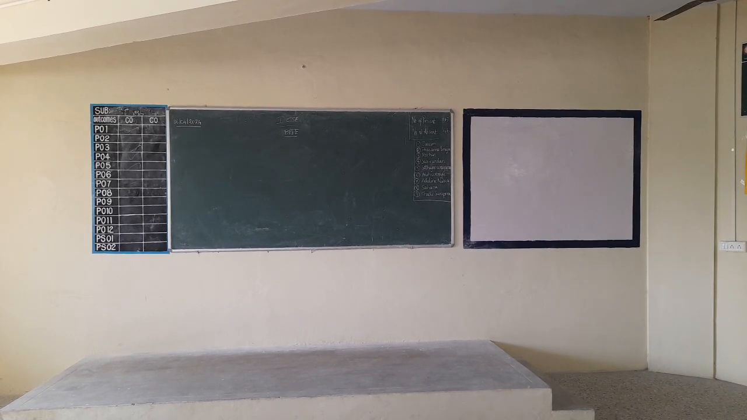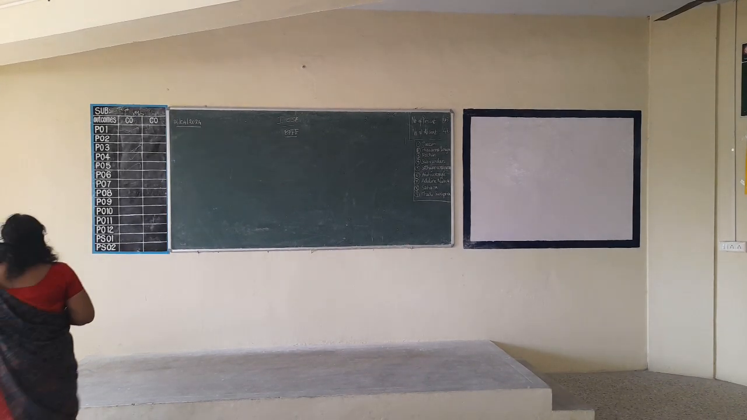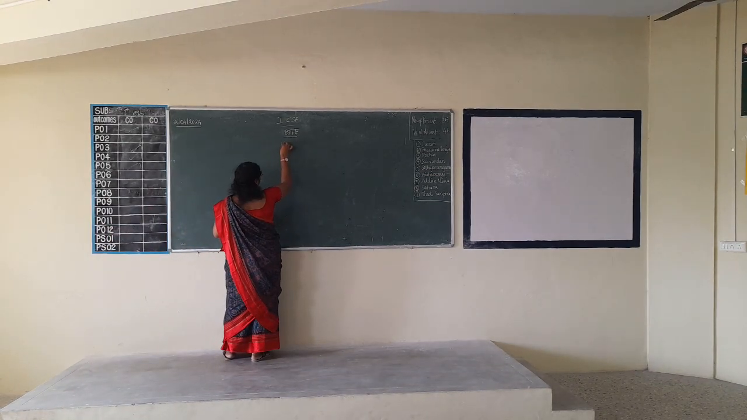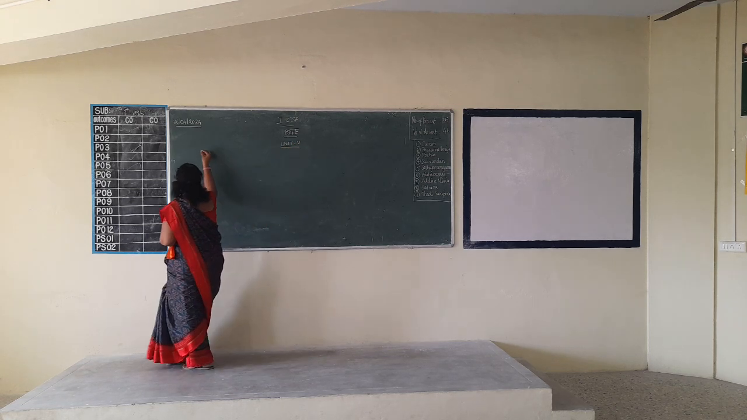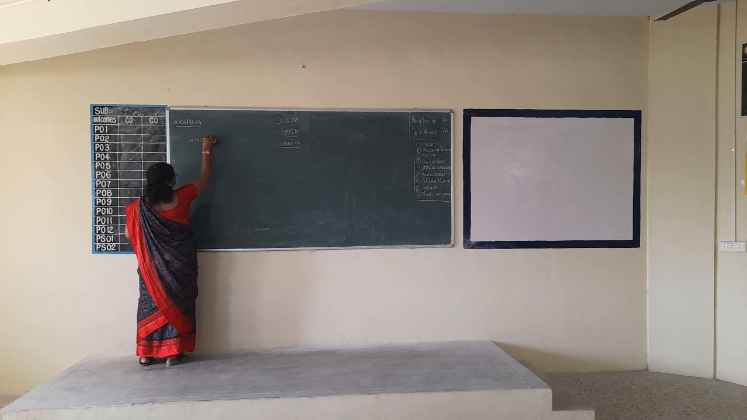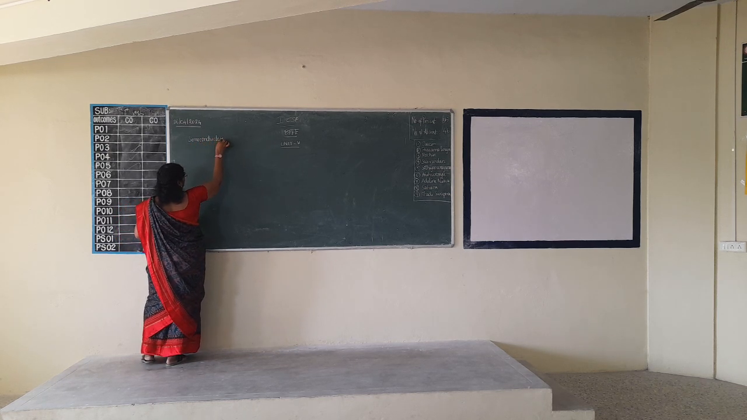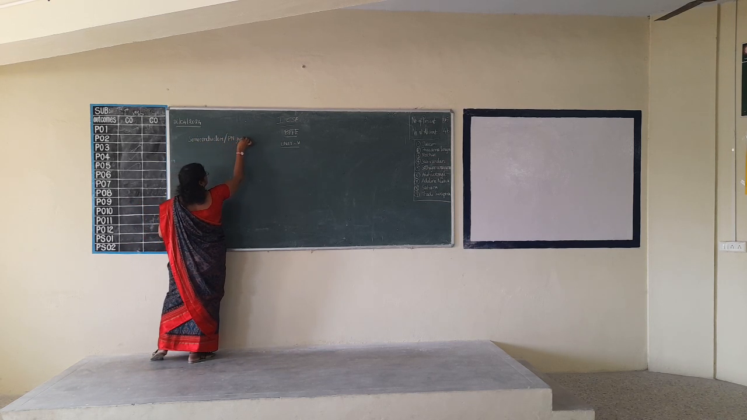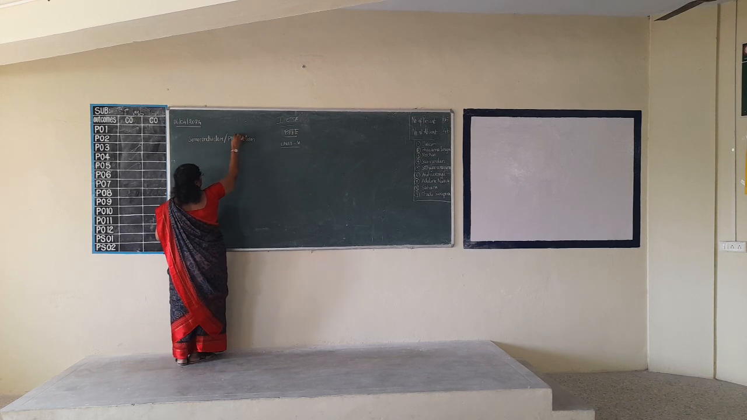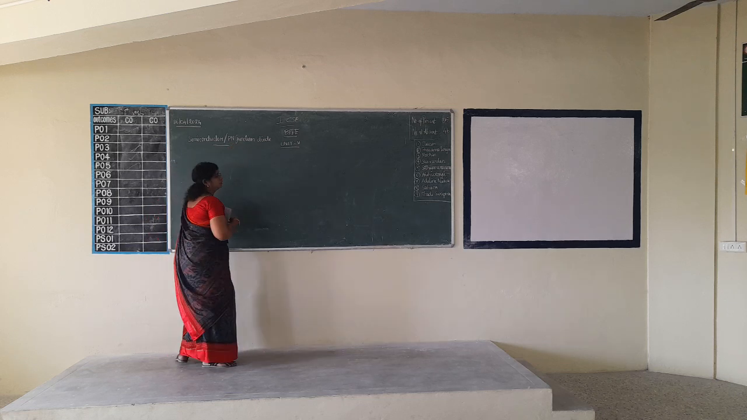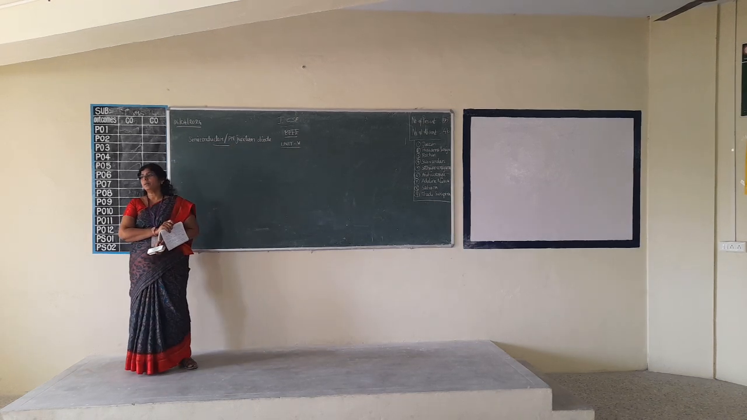So, Unit 5: Basic Electronics. First topic: Semiconductor, or PN junction diode.